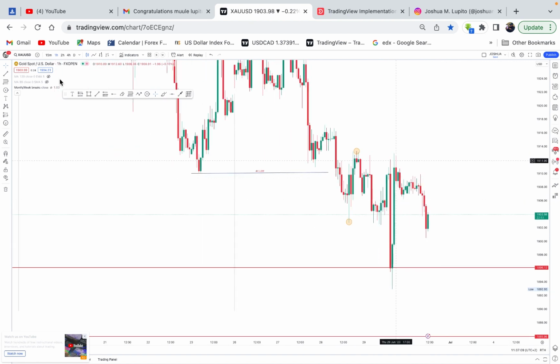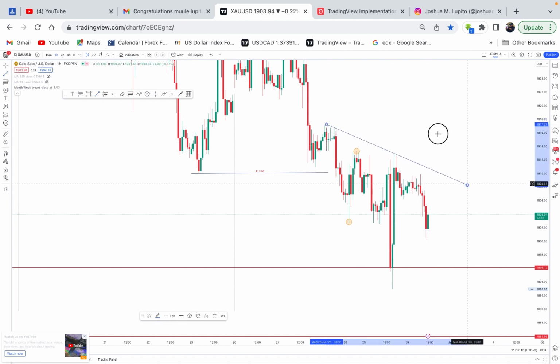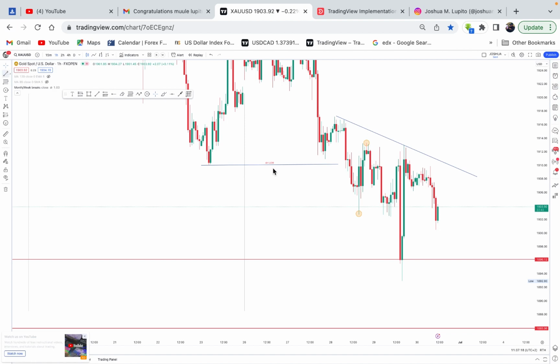So what else am I able to see? This is the 1 hour time frame. So this is what I'm able to see. The market going to push.